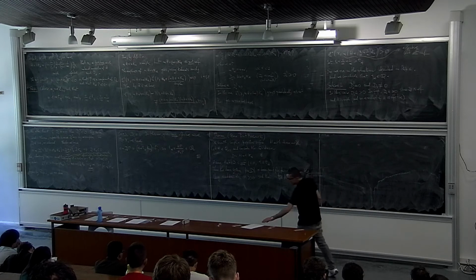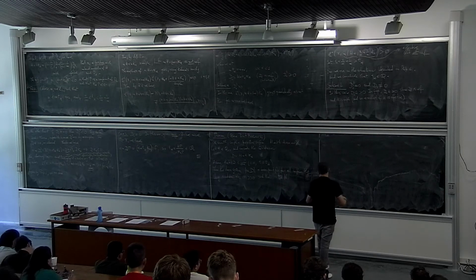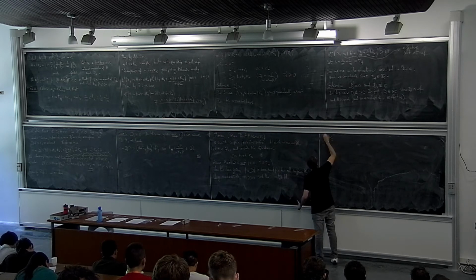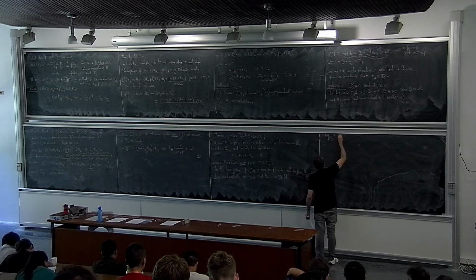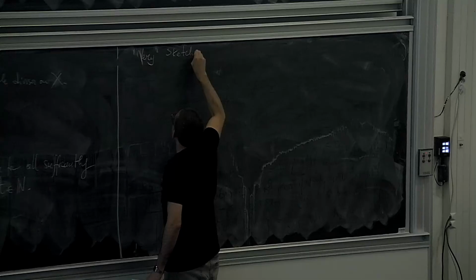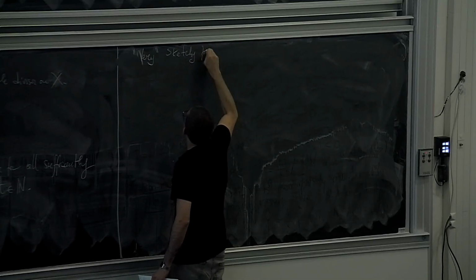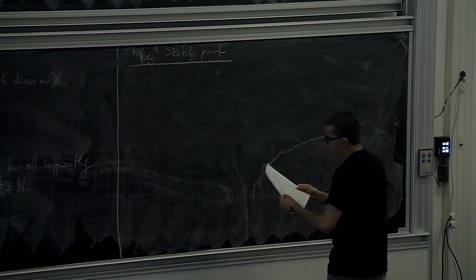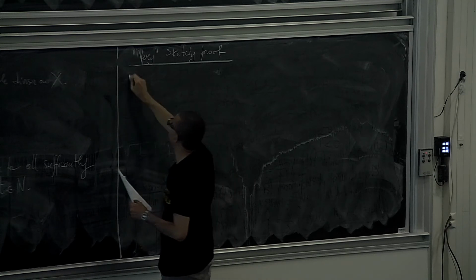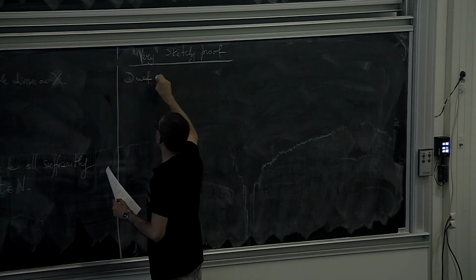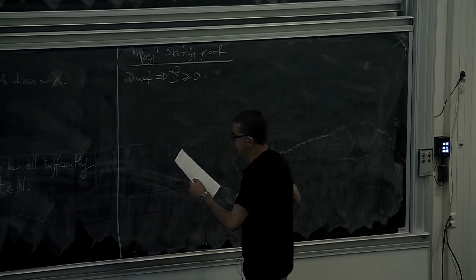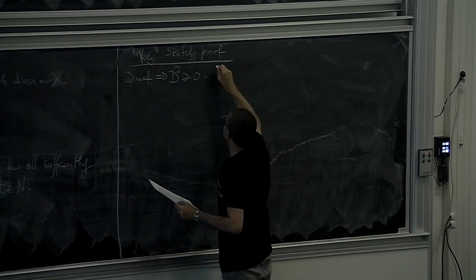Okay, proof, a very sketchy proof. Okay, D nef implies D squared non-negative, so we have three cases.